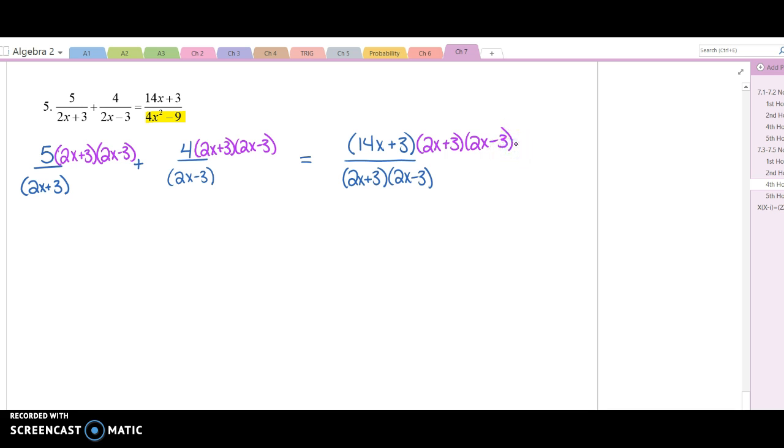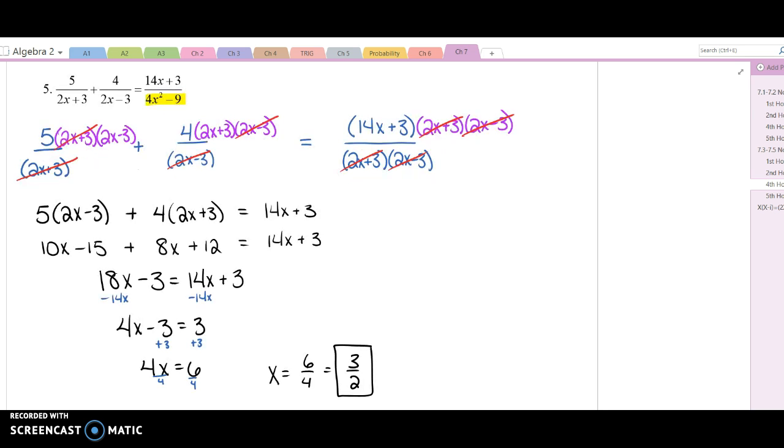Okay, on your own, I would like you to do the cancel dance, see what you have left, combine your like terms, and see what you can solve. So go, try this on your own. So after you cancel things out, you end up with this stuff, and then you need to distribute, combine your like terms. Once you combine all your like terms, you end up with this equation, 18x minus 3 equals 14x plus 3. Solve that equation, you end up getting 6 divided by 4, which is 3/2 or 1.5 if you want to use your calculator.